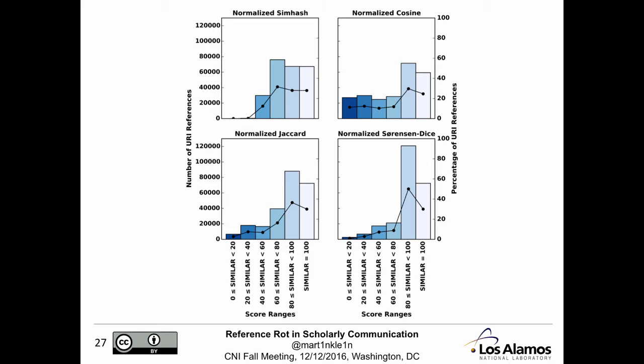The notion of a perfect score, the similarity being the highest between the representative memento and the live version, is indicated with the rightmost column in every single graph, the lightest shade of blue, and the relative values represented by the line on the right axis. We see, for example, Sorensen and Jaccard basically score something like 30% perfect similarity score. So those 30% of those URIs have not drifted at all.